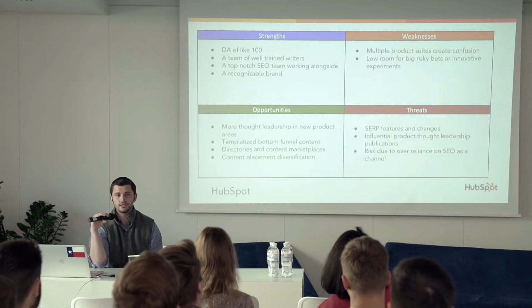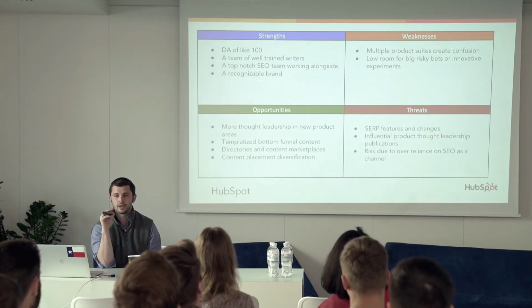The weaknesses are actually bigger than you would think. We have multiple product suites that create confusion. Essentially, if I asked you what HubSpot did, everybody would say marketing automation, right? But how many would say you're help desk software or live chat software? Because we have those tools. So how do we prioritize those things and also still maintain that brand salience of being a marketing automation leader? That's a key problem that we have.